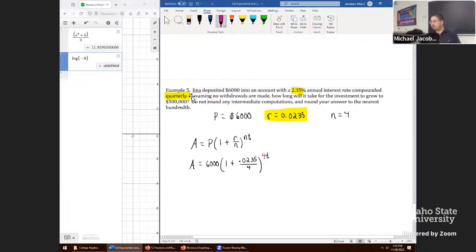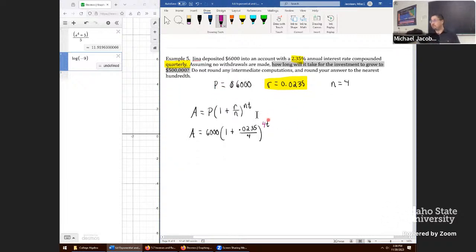Okay, now the next part of the problem says, assuming no withdrawals are made, how long will it take for the investment to grow to $500,000? Seems like a fun question because $500,000 is decent change still even these days, but the interest rate is very, very puny. So we're expecting a very long time. The person's probably not going to survive to see $500,000, but they're only investing $6,000 once and they're not putting in further investments. So it seems like it should be a long time.